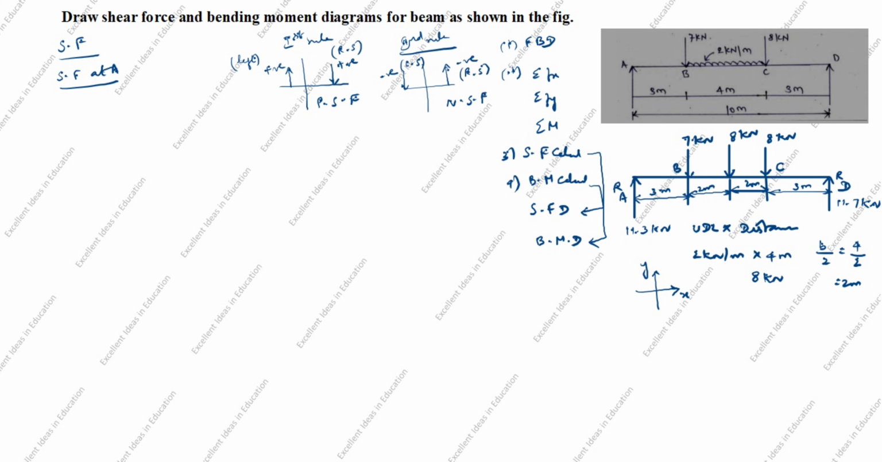Now we will calculate shear force at point A. You see at point A, the arrow goes up. This is the left side. On the left side, an arrow going up is positive. Positive 11.3 kilonewton. This is the left side.